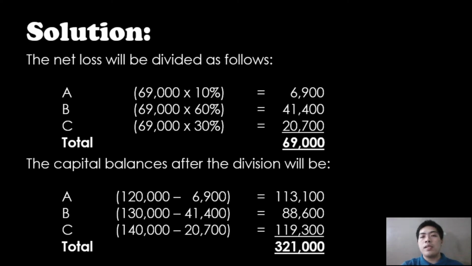69,000 times 10%, 6,900 kay A. Okay. 69,000 times 60%, 41,400 kay B. At saka 20,700 kay C. Then, yung kanilang capital balances after the division, we have 113,100 kay A, 88,600 kay B, and then 119,300 kay C. I-minus lang yung kanilang share ng net loss. Okay?